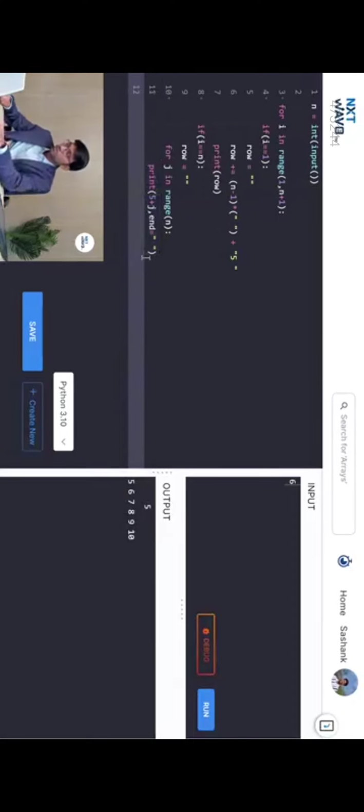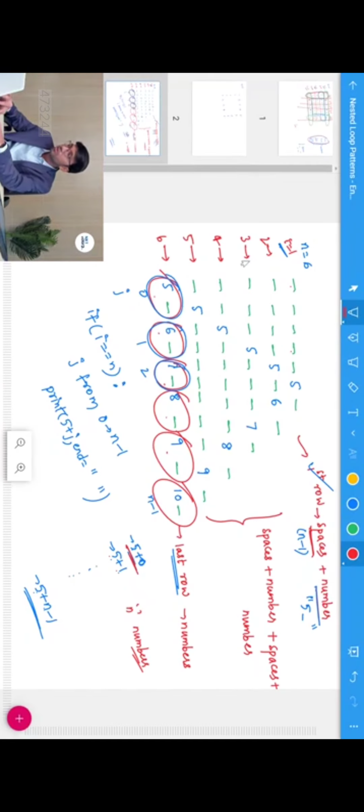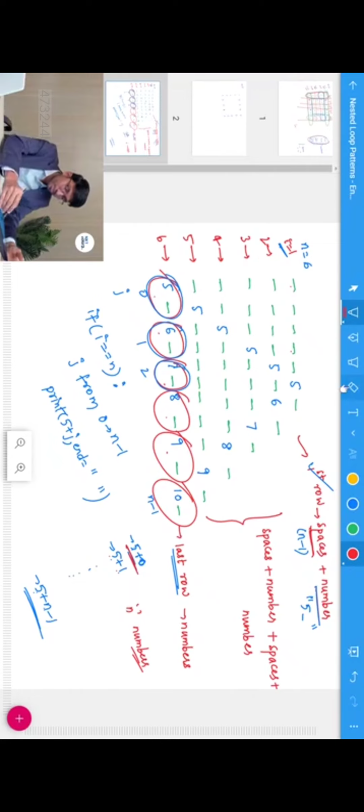Now comes the middle row, which is the else part. If i is not 1, if i is not n, that means i is something else, which is the middle rows. So let's calculate what happens for the middle rows.